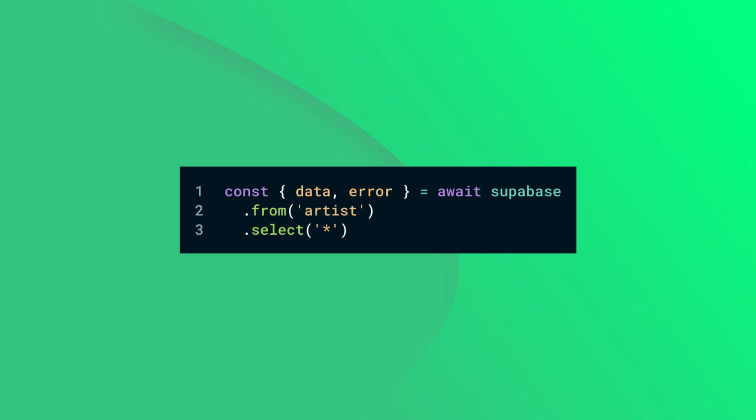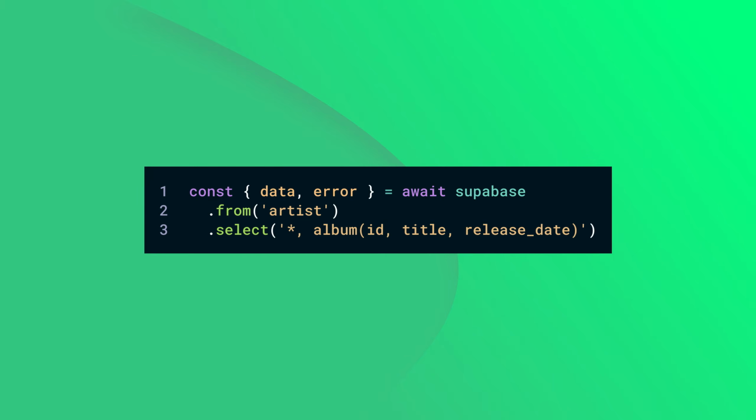If we want to get all related albums, the query syntax changes just slightly. Inside of our select method, we still use asterisk to select all columns in the artist table, but we can have an additional syntax which gives us the albums too. We just write the related table's name, album, followed by brackets with an asterisk inside.